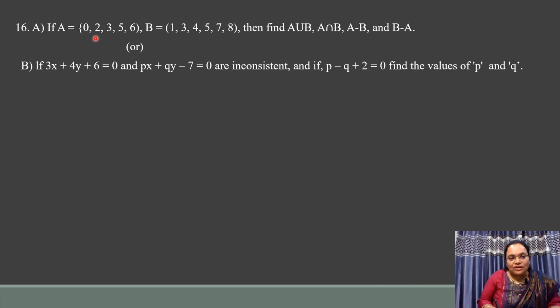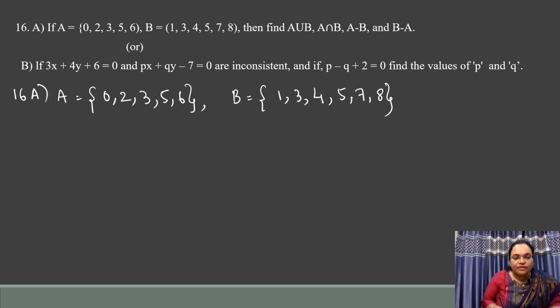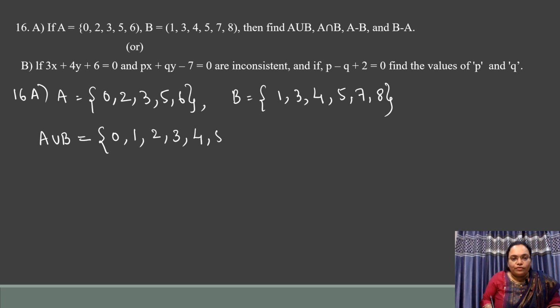The next one is, I have given the roster form. We need to find A union B, A intersection B, A minus B and B minus A. So first we'll find A union B. What is union? Union is nothing but all the elements from both the sets. Okay. You just need to take all the elements from both the sets. So 0, 1, 2, 3, 4, 5, 6, 7, 8.